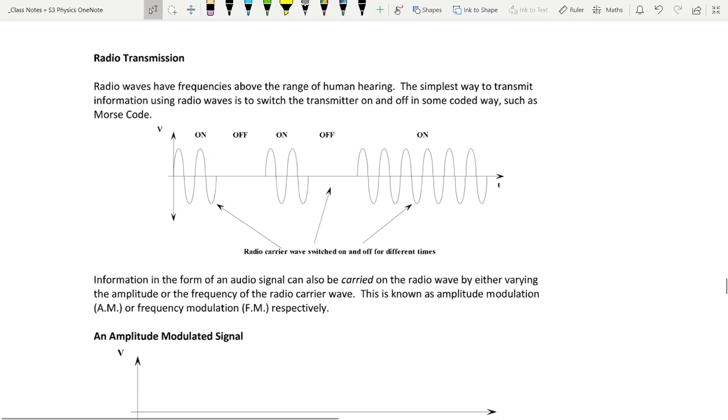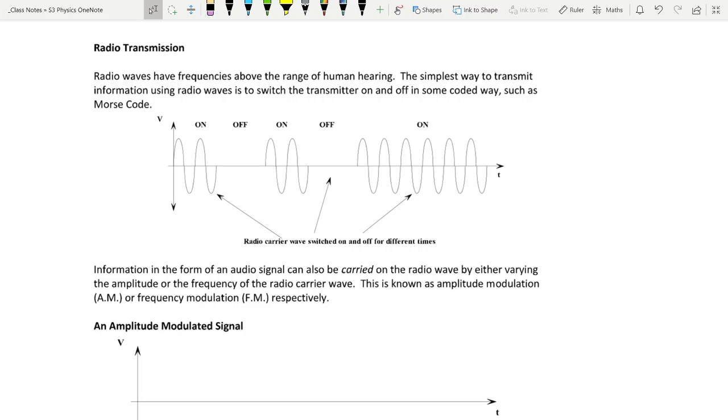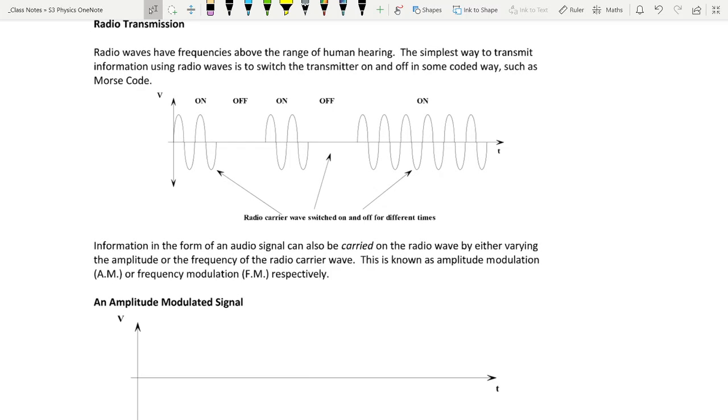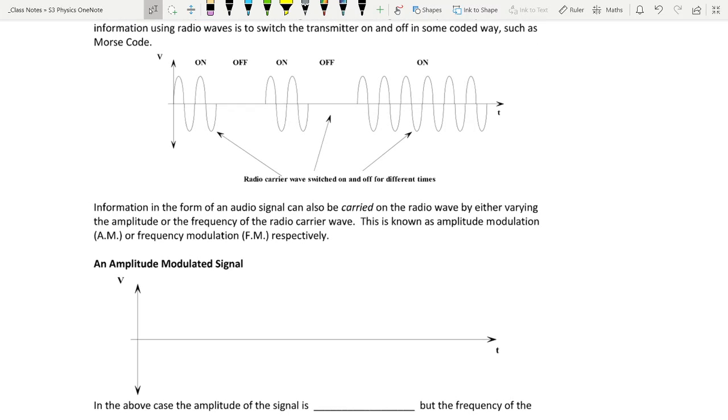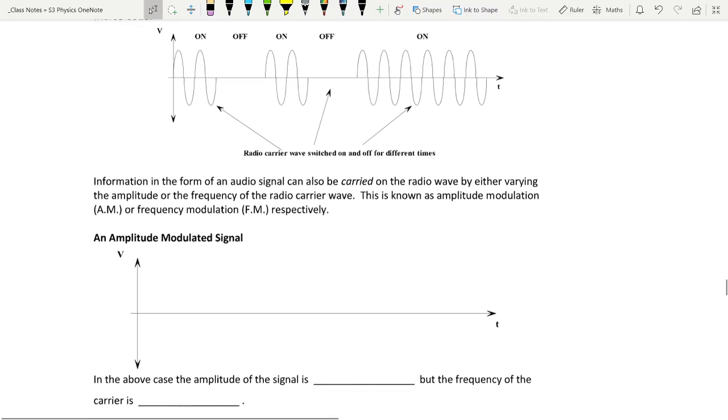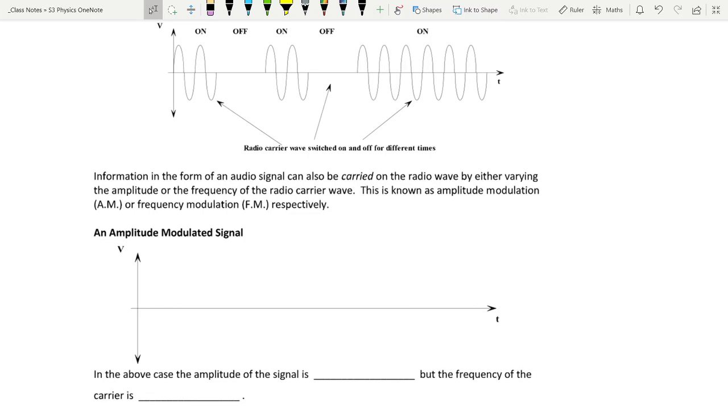So how can you transmit more signals with radio transmission? Radio waves have frequencies above the range of human hearing. If I didn't have that radio on, you couldn't hear those electrical sparks really. You could hear the noises that they produce, but the sparks themselves you can't hear. The simplest way to transmit information using radio waves is to switch the transmitter on and off in some coded way, such as Morse code. So on, off, dot, dash.